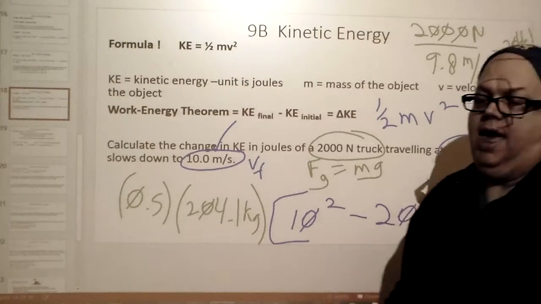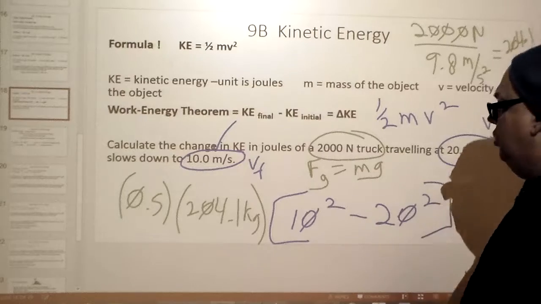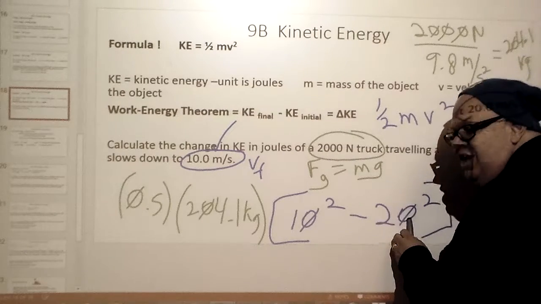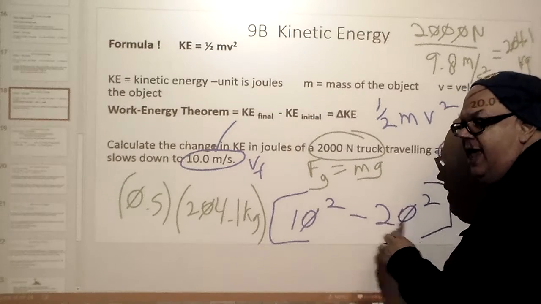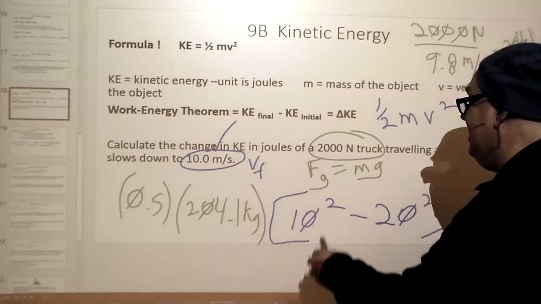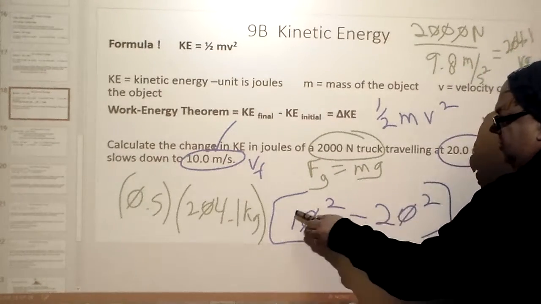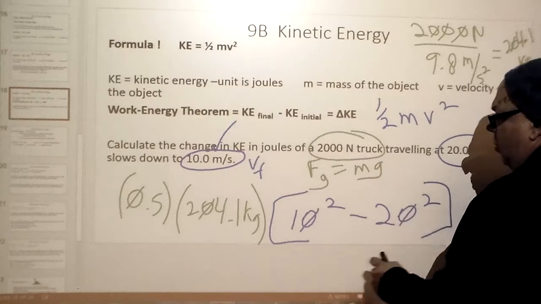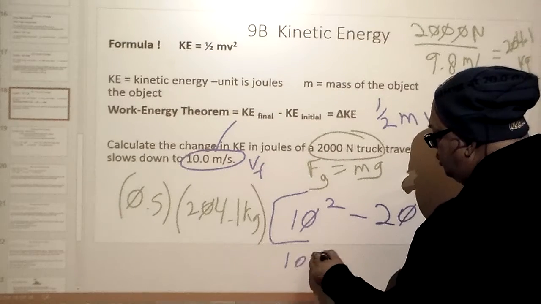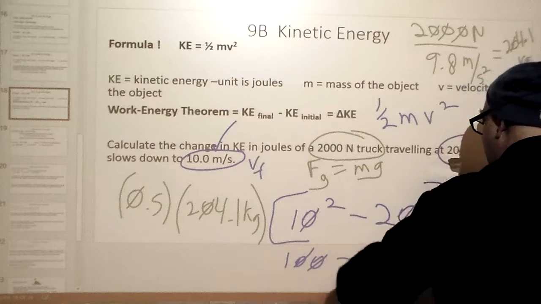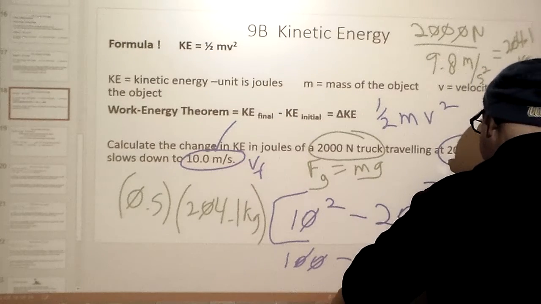You cannot do that. You will get the wrong answer. You have to square each velocity. Okay? That's a very important thing. It's an easy mistake to make, but you've got to square it. Square the 10, square the 20. So the 10 squared is 100, minus 400, which is 20 squared.